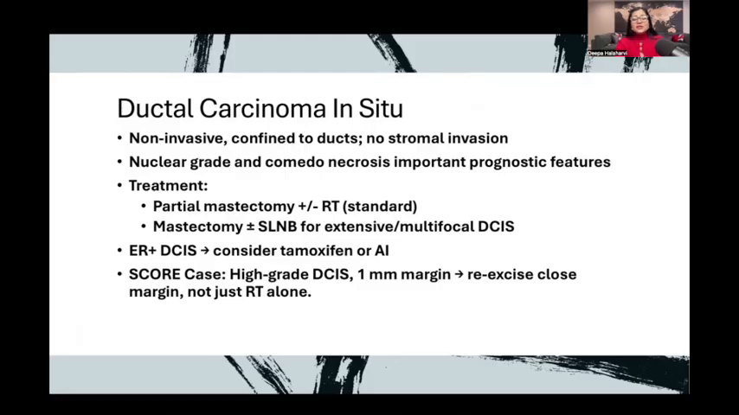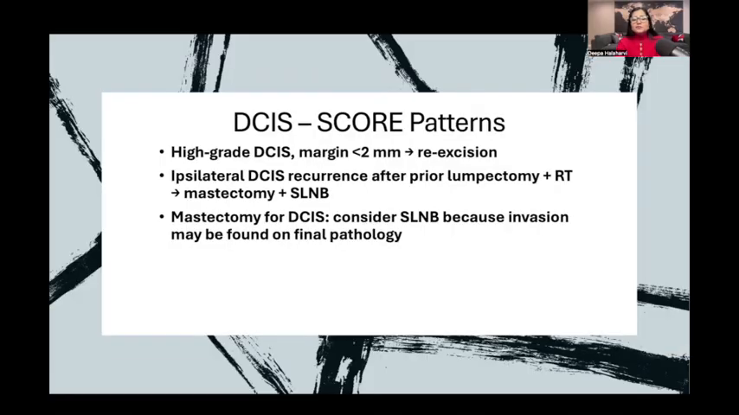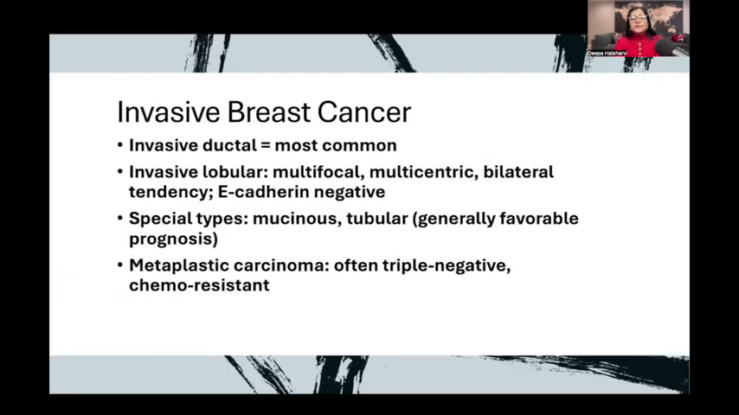If they're high-grade DCIS and have only 1 millimeter margin, we really need about 2 millimeter margins for DCIS. And if they have recurrence on that side with a prior history of lumpectomy and radiation, they now need mastectomy along with sentinel node. You always want to consider sentinel node with mastectomy for DCIS, just in case there is invasive cancer, the risk of cancer going to the lymph nodes is higher, which is why you're doing a sentinel node.